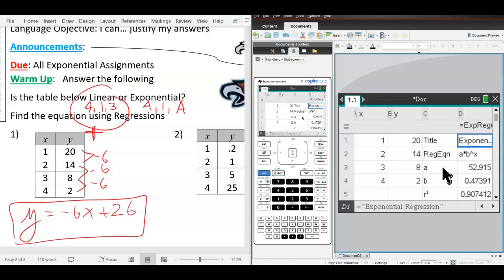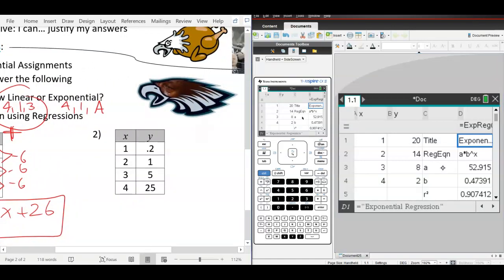So, theoretically, you could do both, see which r squared is closer, that's the right one. Okay? I don't know if that's faster, because that's a lot of buttons. But this is just a way to check whether it's good or not. Right? So, that's number 1. Let's try number 2 real quick.